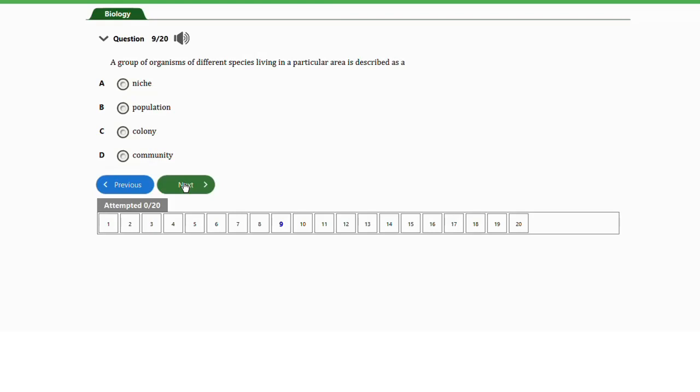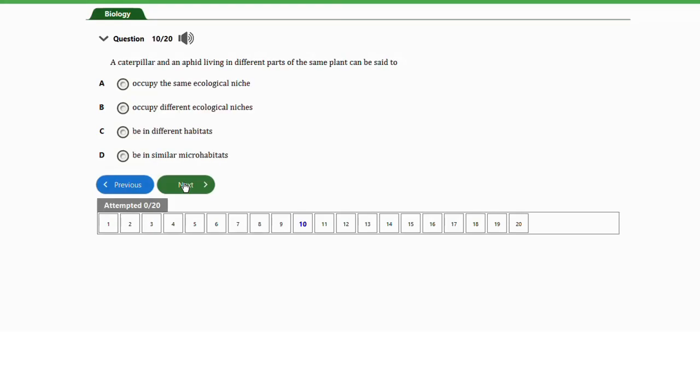So guys, let's look at the next question, and that's question number 9. It says, a group of organisms of different species living in a particular area is described as A, niche, B, population, C, colony, D, community. So, guys, the answer to this question is option D, and that's community. The group of different species living in a particular area is described as a community.